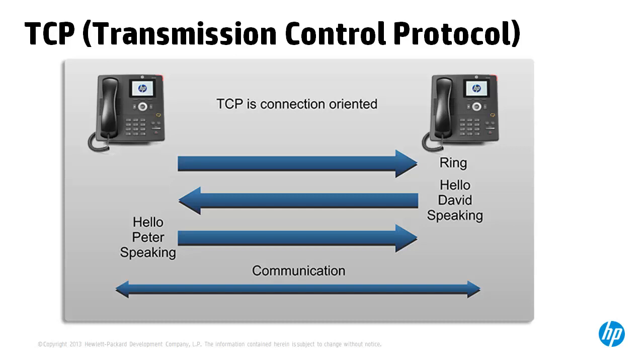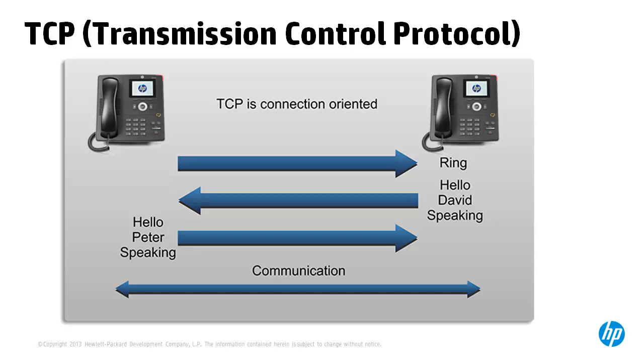TCP, or Transmission Control Protocol, on the other hand, does provide delivery acknowledgement and reliability, but with the disadvantage of additional overhead. An analogy to explain the TCP three-way handshake and session establishment could be a telephone call between two parties. TCP is connection orientated in the same way that a telephone call is.